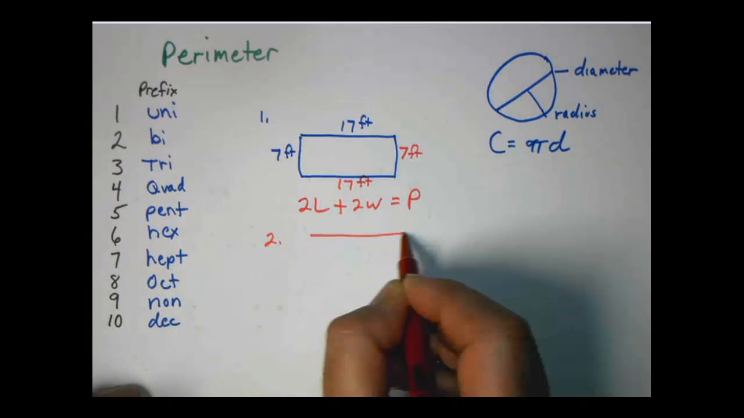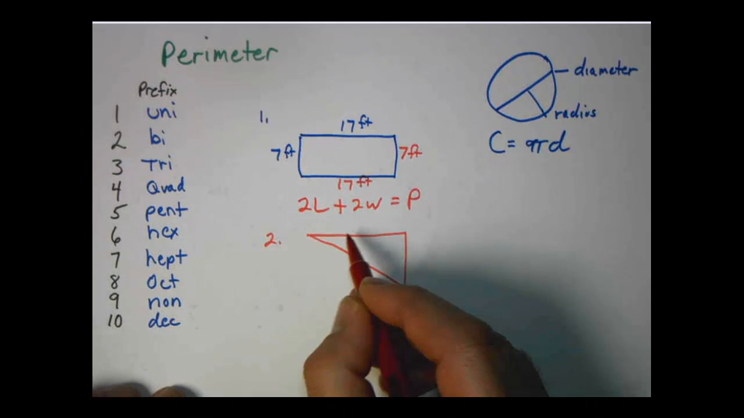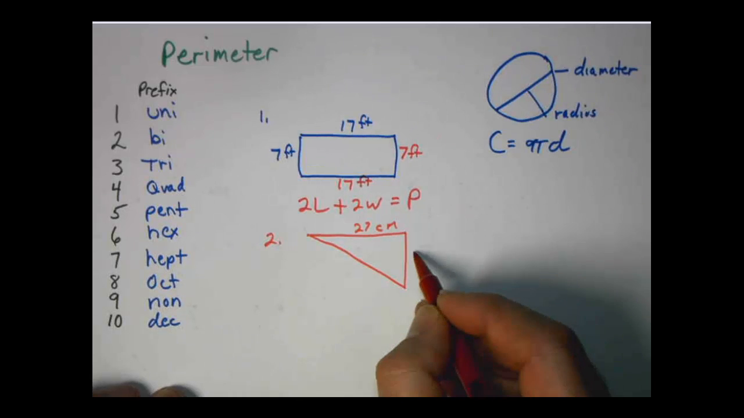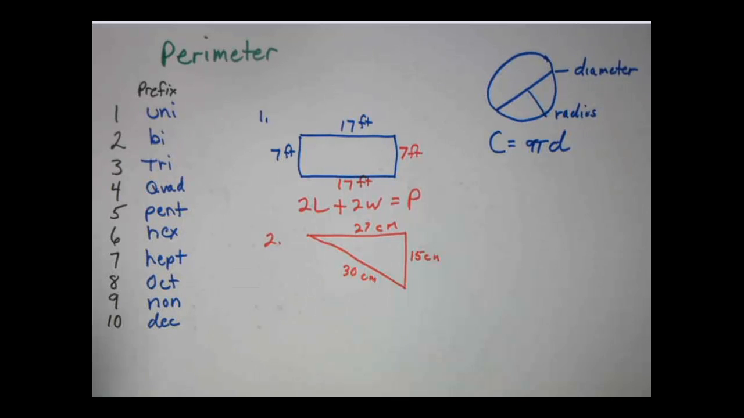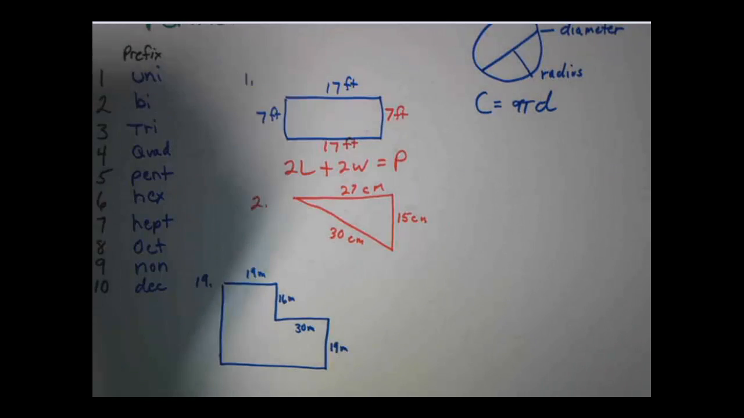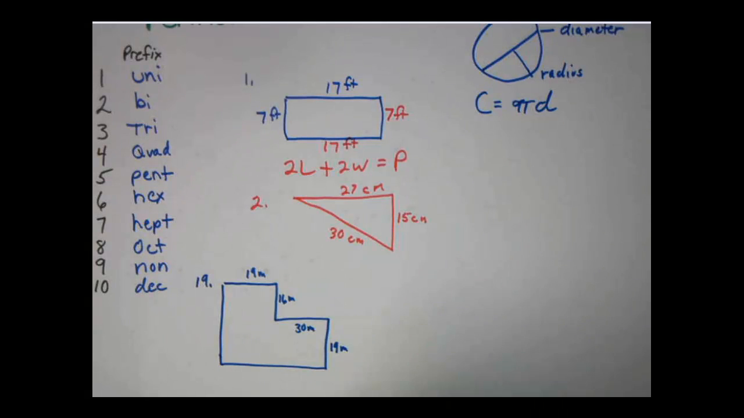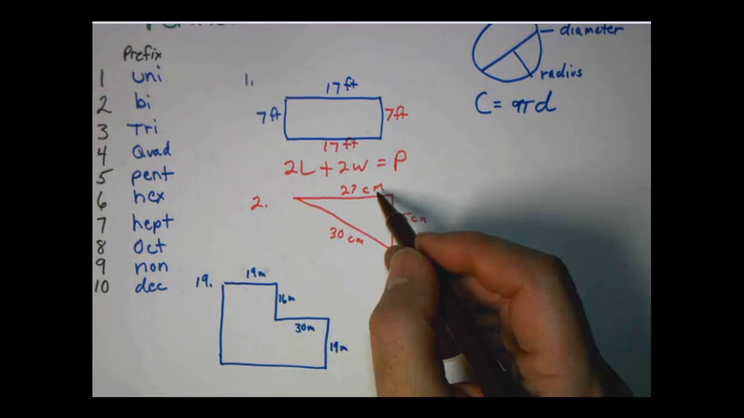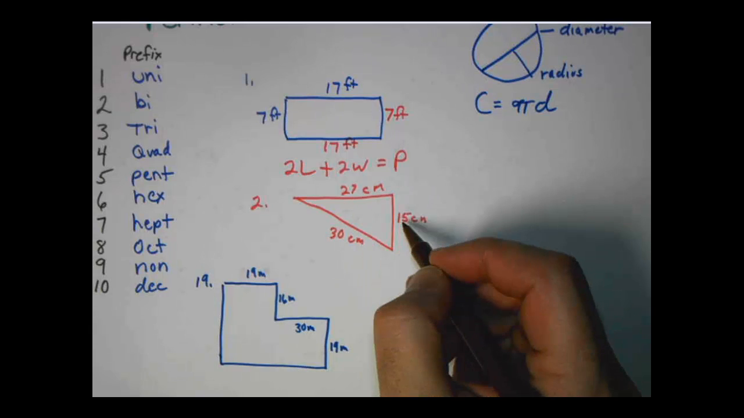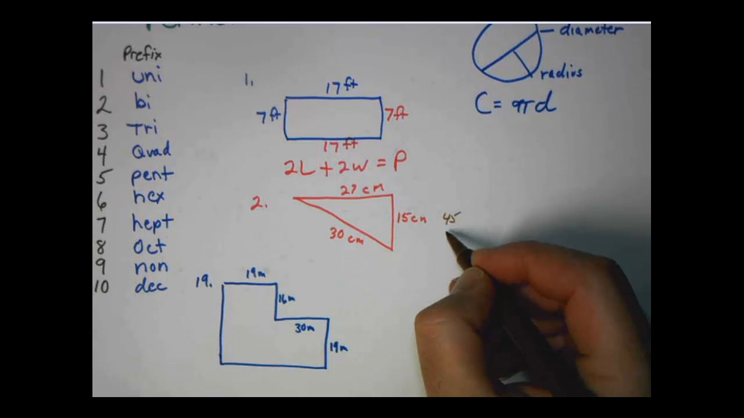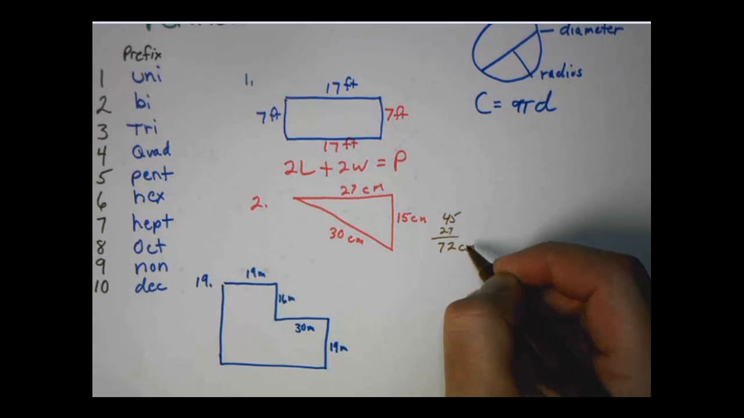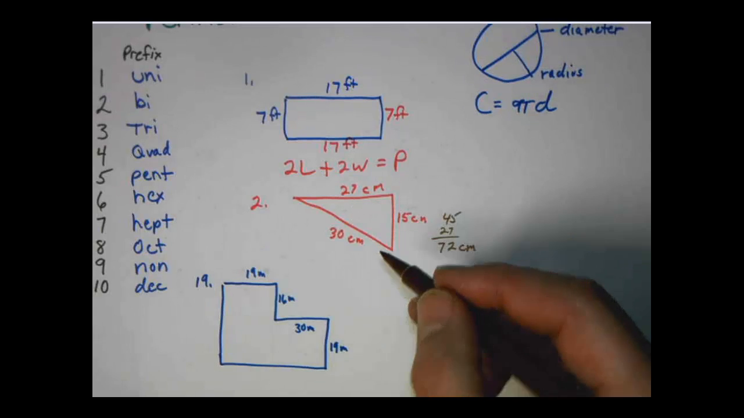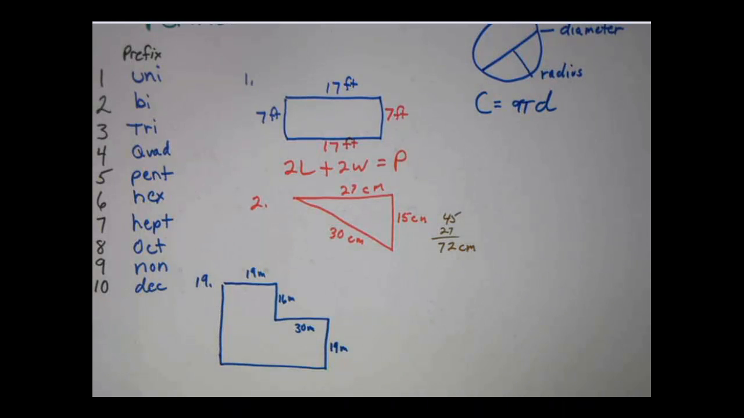So problem number 2, we have a triangle: 27 centimeters, 15 centimeters, and 30 centimeters. When we have a triangle, again, we're just simply adding up the outside. So we have 15 and 30 is 45, plus the 27 gives us a total of 72 centimeters. And we always need to put the units down. So all the basic shapes there in the first section, we're just simply adding up the outside.